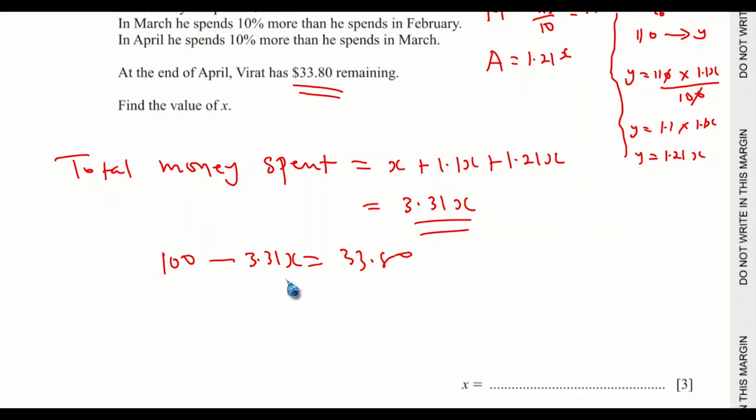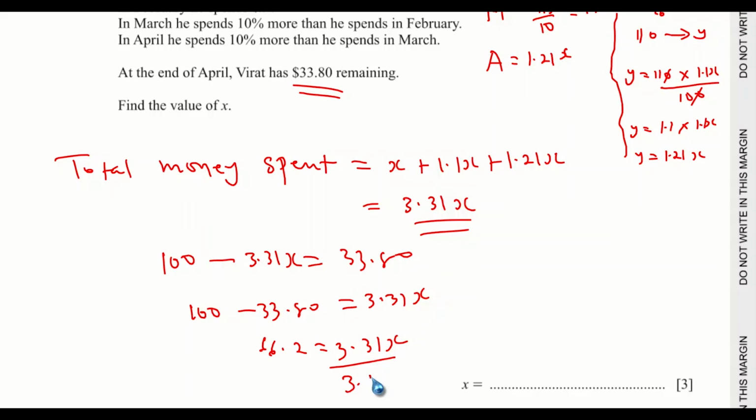Okay, so you can rearrange. You have 100 minus 33.80 to be equal to 3.31x. So this should give you 66.2 to be equal to 3.31x. If you divide both sides by 3.31, you should have the value of x to be equal to 20. So the value of x is equal to 20.